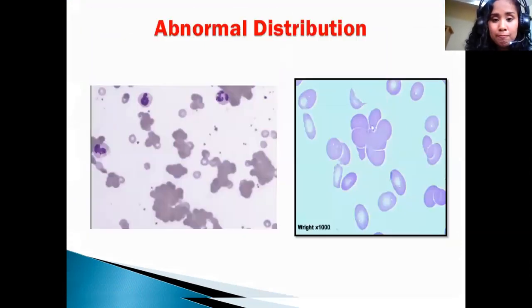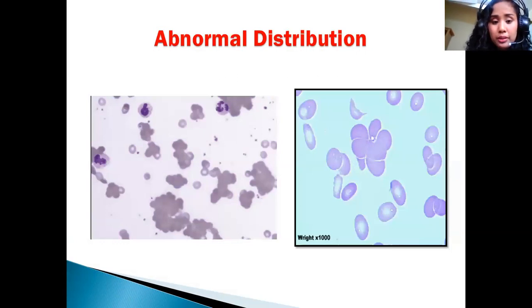There is rouleaux. So if there is abnormal distribution, sobrang nag-aggregate siya. End of red blood cell study.